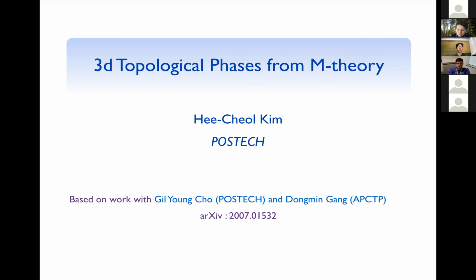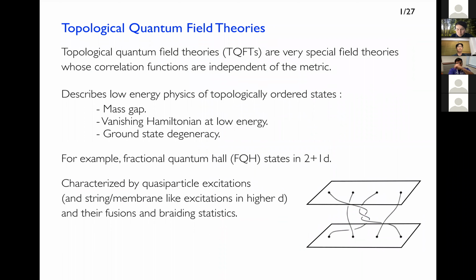Topological quantum field theories are very special field theories whose correlation functions are independent of the space-time metric. They describe low energy physics of topologically ordered states having a mass gap, vanishing Hamiltonian at low energy, and non-trivial vacuum degeneracy. For example, fractional quantum Hall states can be described by 2+1 dimensional TQFTs. A TQFT has no local degrees of freedom, but instead describes topological properties of quasi-particles or string and membrane-like excitations in higher dimensions, and their fusions and braiding statistics. In 3 dimensions, these quasi-particles are anyons having fractional statistics. Today we are interested in 3D TQFTs, describing the physics of such quasi-particles or anyons.